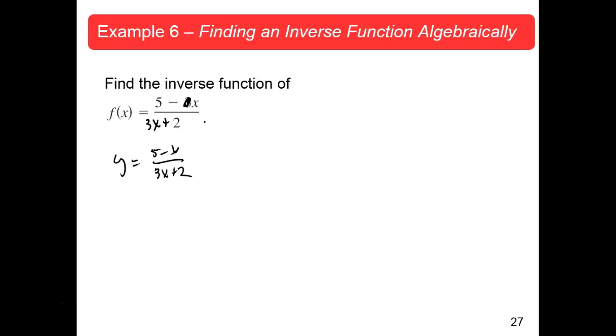And what represents the domain? The what? Not the numerator. Which variable? X, and which represents the range? Y. And if you're going to flip them, guess what we do? Exchange x and y. So what will that become then? X equals 5 minus y over 3y plus 2. You got it. Okay. Next.